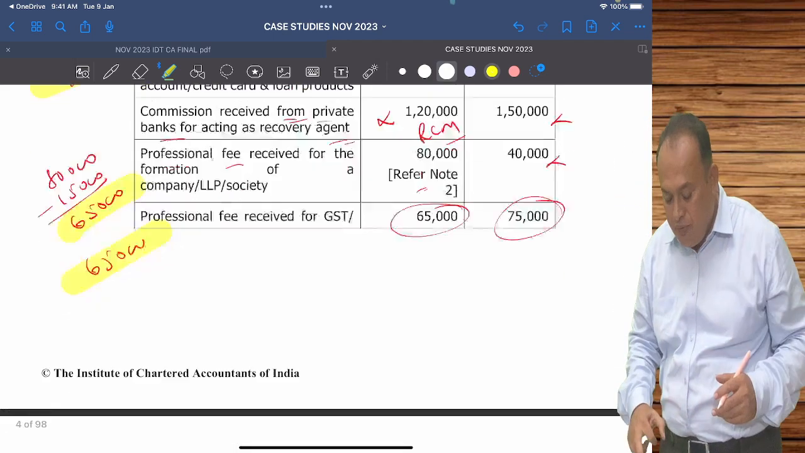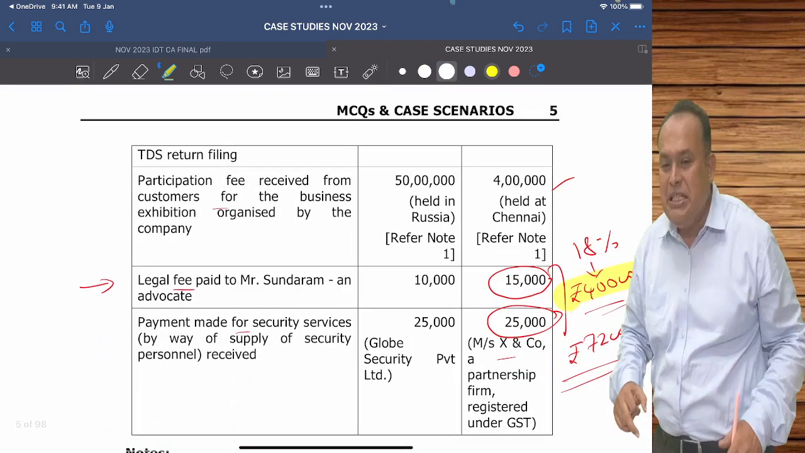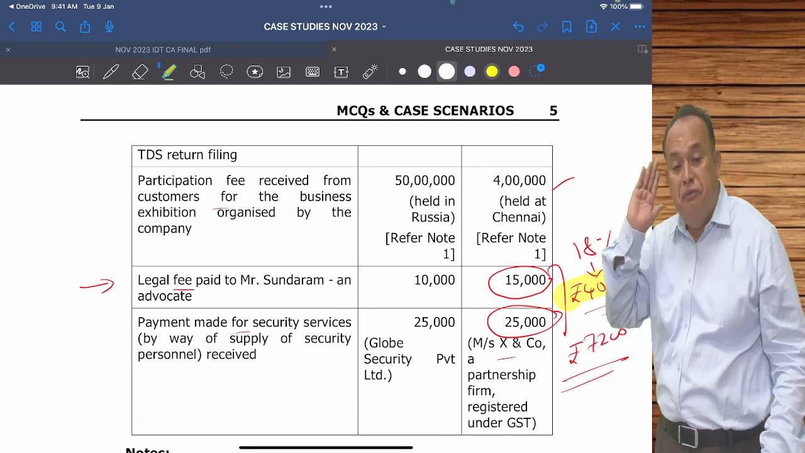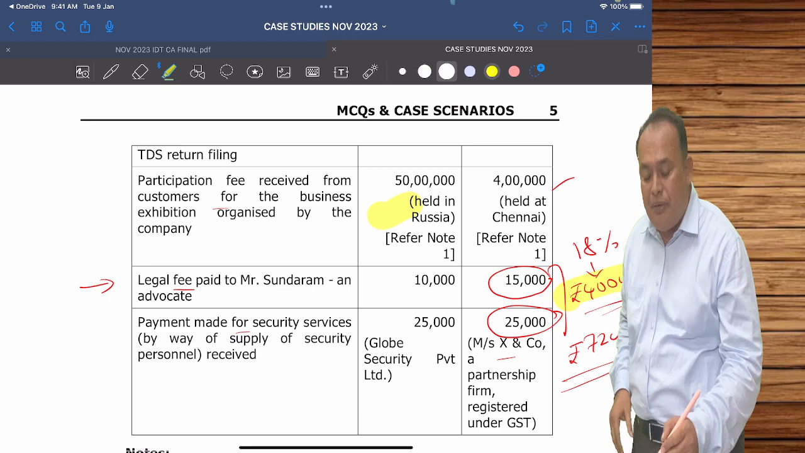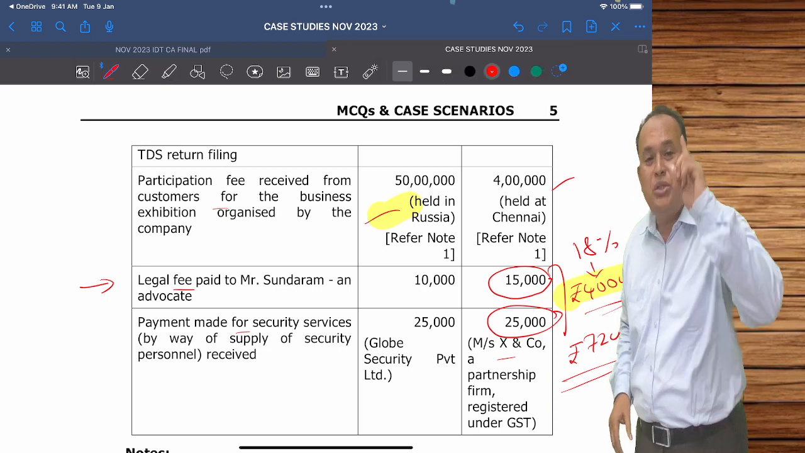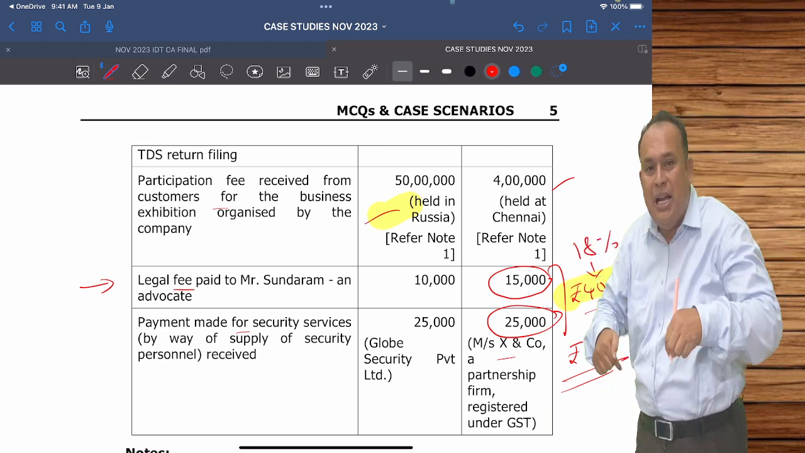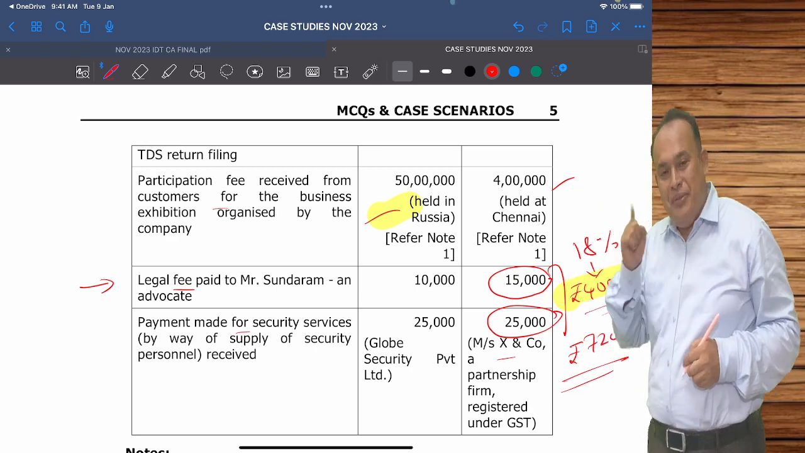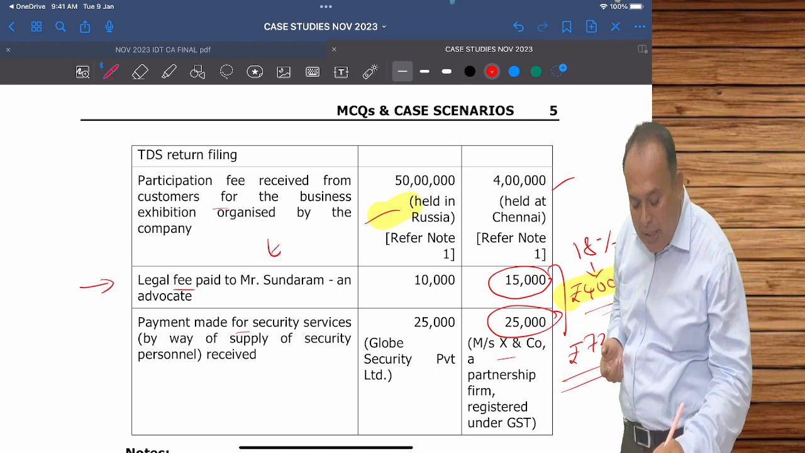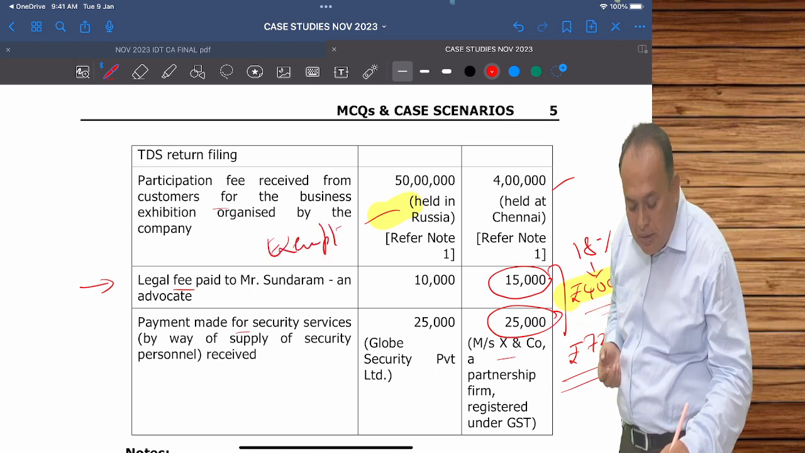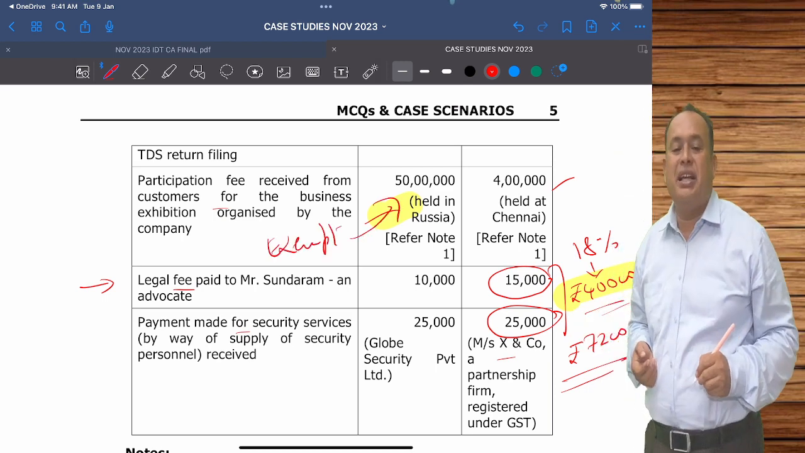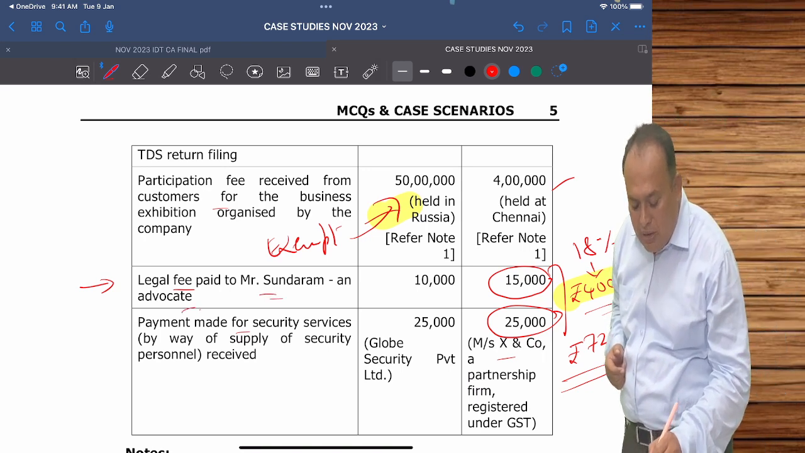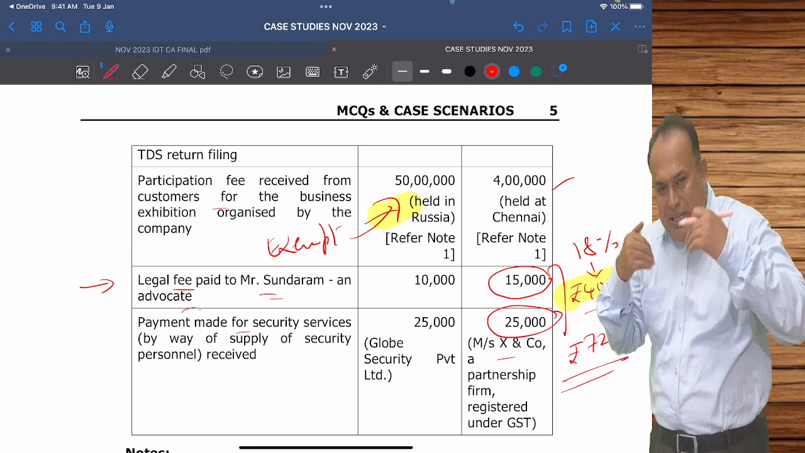Add it. Further, my dear friends, participation fee received from customers for the business exhibition organized by the company. Where is it organized? In Russia. As you are aware, a business exhibition held outside India is exempt in India, even though the place of supply is in India. We are aware of this. Therefore, it is an exempted supply. The question of GST does not arise.